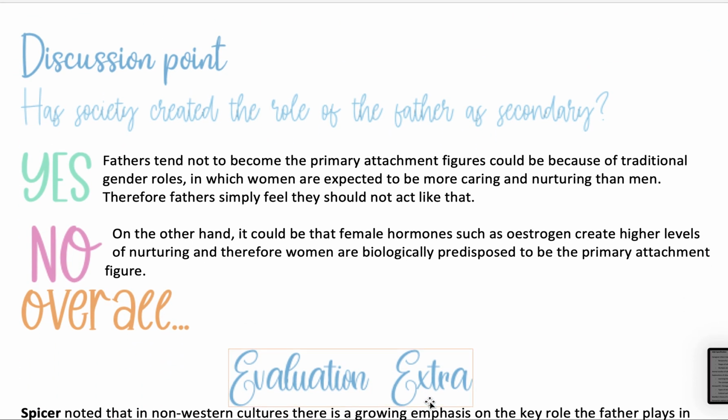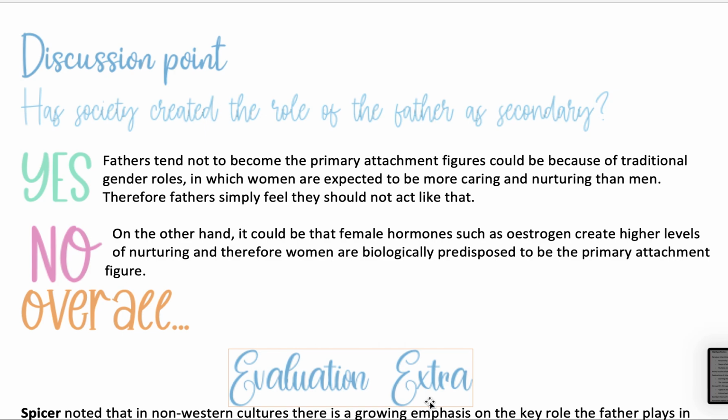And has society created the role of the father as secondary? So, yes, this idea that it's a social construction. The reason why women tend to have the primary attachment, the first attachment, and possibly the stronger attachment with children is because we have a society that's based around the idea that women should be the ones to stay at home and be the carer of the children. But then other psychologists have suggested that there is a biological element to it.